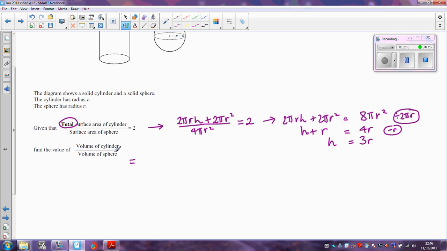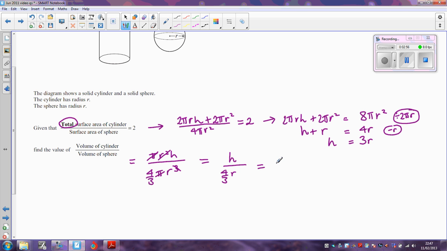The question says we need to find the volume of the cylinder divided by the volume of the sphere. Now the volume of a cylinder is pi r squared h. The volume of a sphere is 4/3 pi r cubed. And I can already see that I can simplify that by getting rid of the pi's there. Let's just tidy up a little bit as well. If I've got r squared on the top and r cubed on the bottom, then the r squareds disappear and I'm just left with an r on the bottom. So the thing that I'm looking for is h divided by 4/3 r.